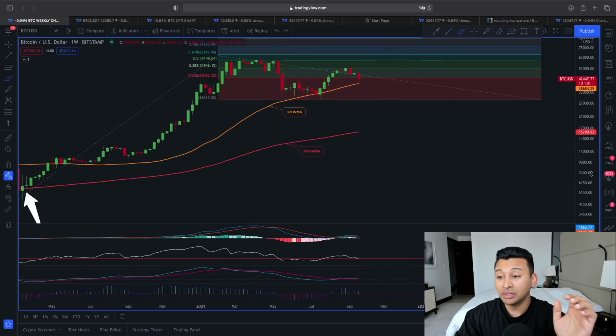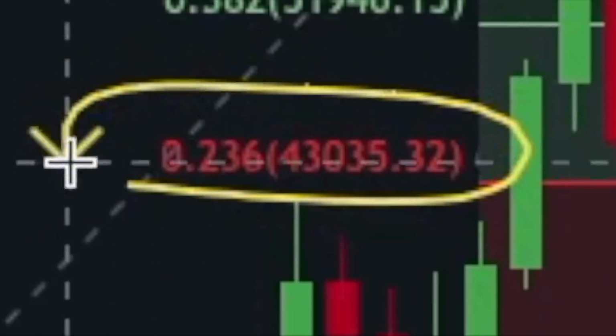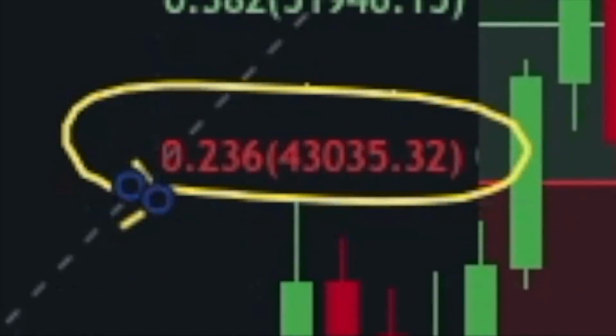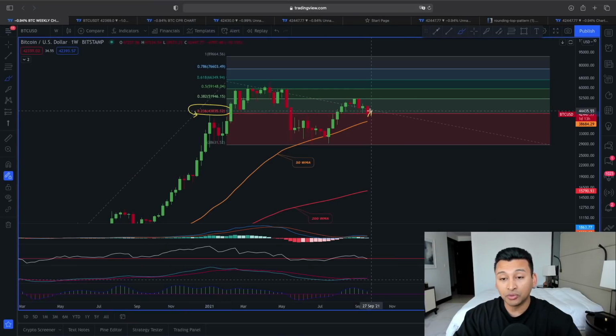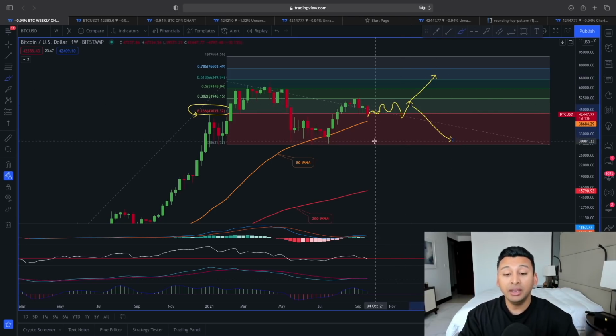But in general, in the weekly, you can see the price right now should regain the support around this 0.236 Fibonacci extension line that is lying around the 43,000 price area. Because if we do find support from this Fibonacci extension line, then we could be expecting some more range-bound type of scenario playing out for Bitcoin before choosing an actual trend direction. And I have been very clear on this one.